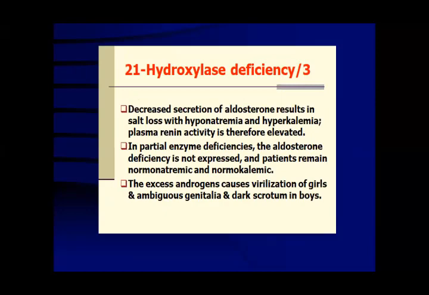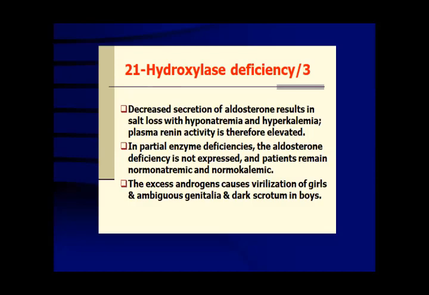Then 21 hydroxylase deficiency causes decreased secretion of aldosterone, resulting in salt loss when there is decreased aldosterone production. So salt is being lost from the body. There is hyponatremia; salt is being excreted by the kidney. Salt is mainly sodium, so there will be hyponatremia in the body, and when sodium is low, potassium rises in the body. Plasma renin activity is elevated because it is under the control of sodium. So when sodium is low, renin activity will be increased.